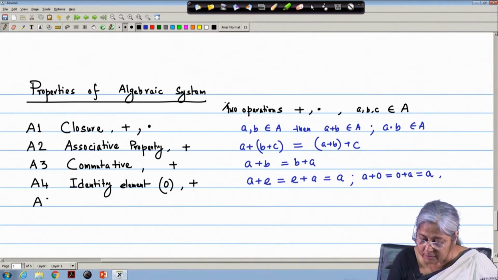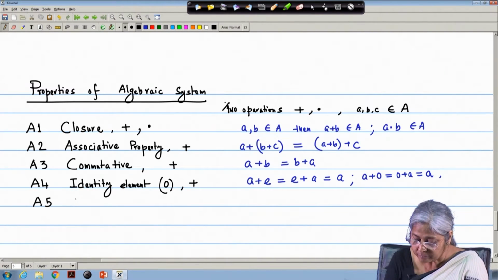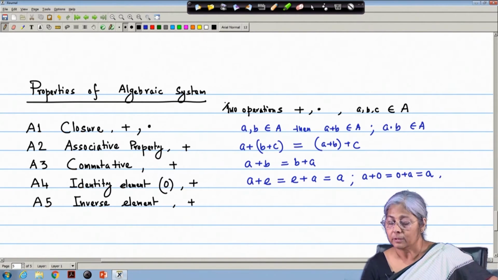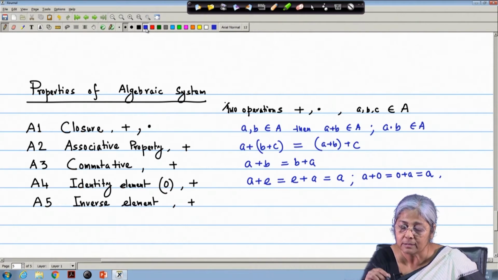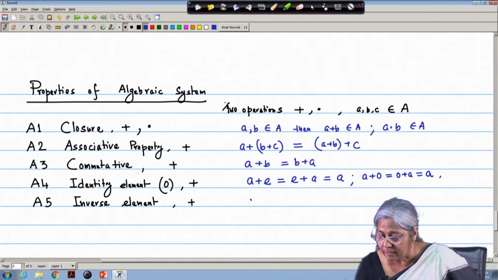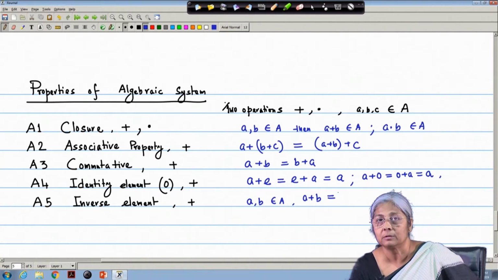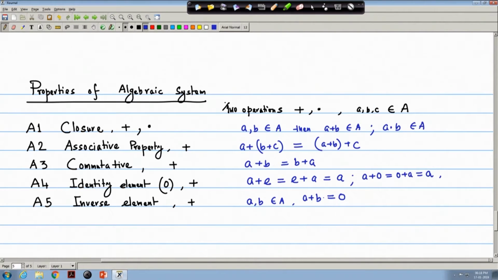Now, I get the inverse element. If there exists an element B in the set A such that A plus B equals the identity element, here 0, equal to B plus A, then B is the inverse of A, the additive inverse of A. So, say minus A is the additive inverse of A. So, the additive inverse exists here.